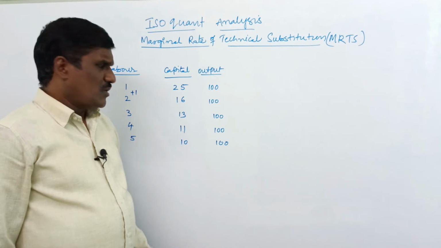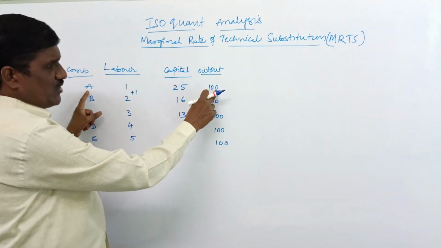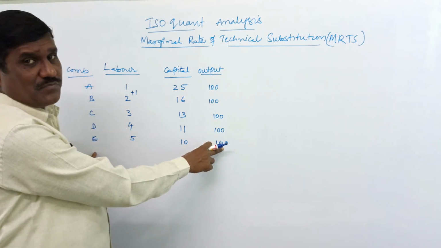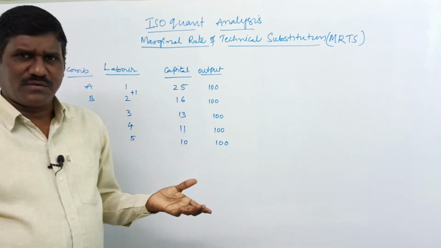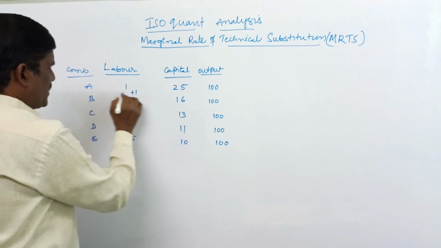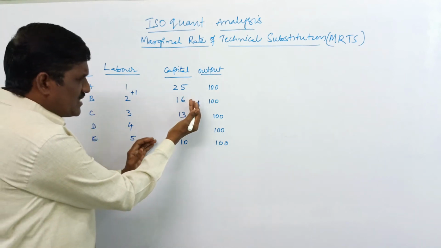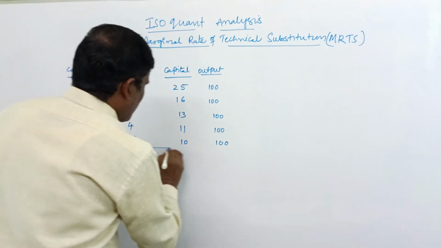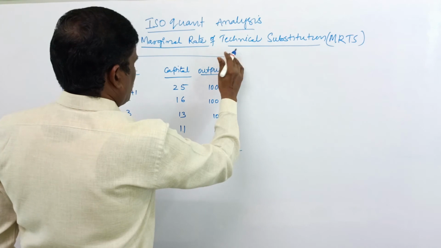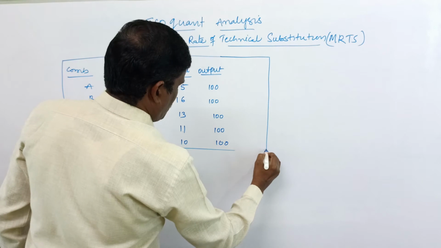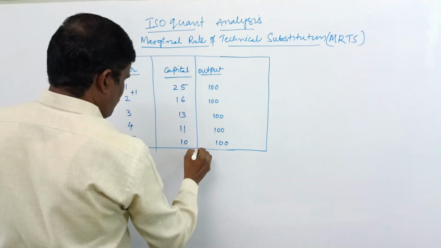What happened here? The production is the same. The first row produced 100, and the last combination also gives the same production. Which gives more production to the producer, and which gives less? None. All combinations will give the same production. So for one labor, the capital is a substitute for labor. See here: combination, labor, capital and output. Try to understand.